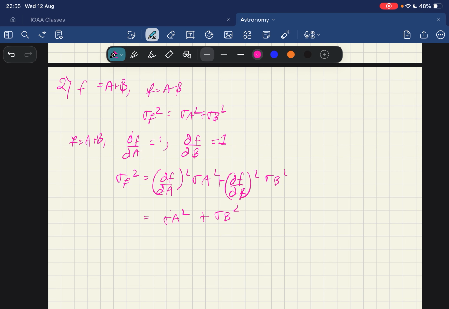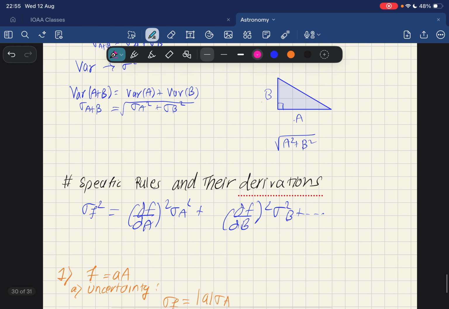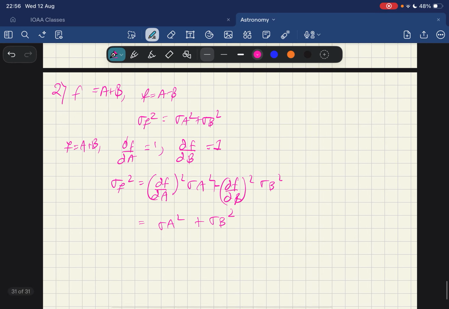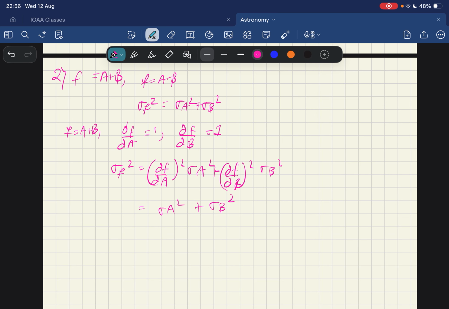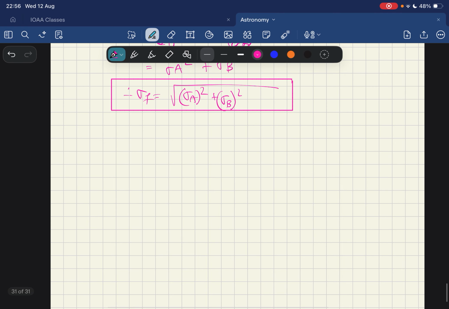We get this formula. I mean, wait, what? It must be squared. Yeah, I suppose this is this. Yep. I'm sorry. Yeah. Therefore sigma f equals root of sigma a squared plus sigma b squared. Right? This is the famous quadrature. Okay. Let's do some examples.